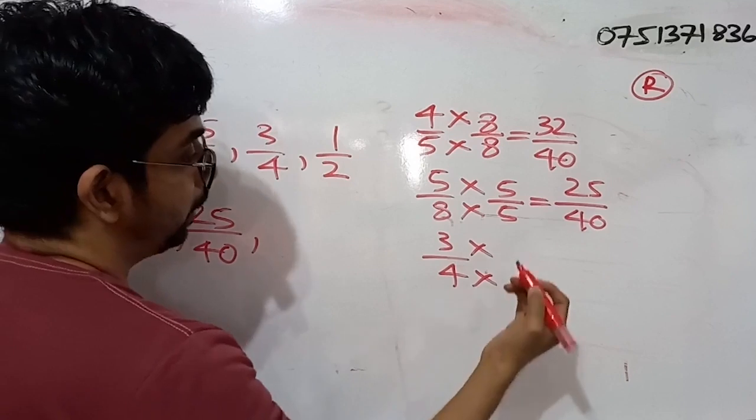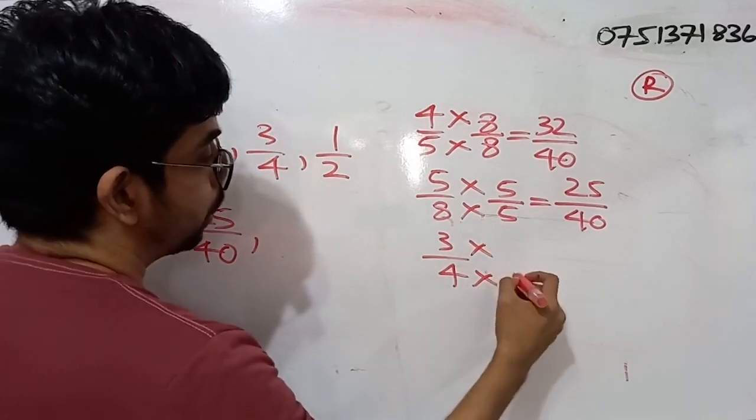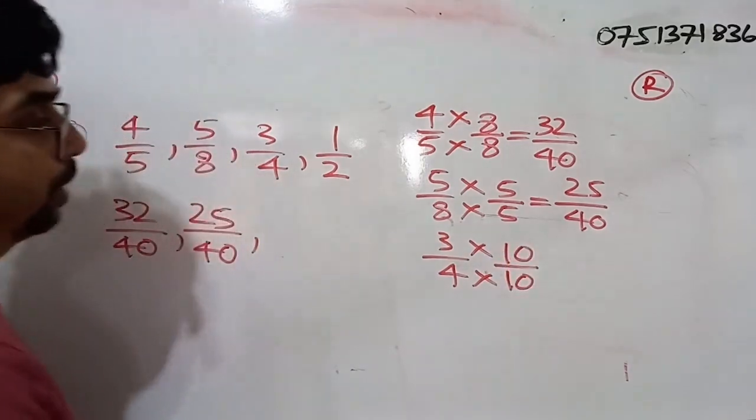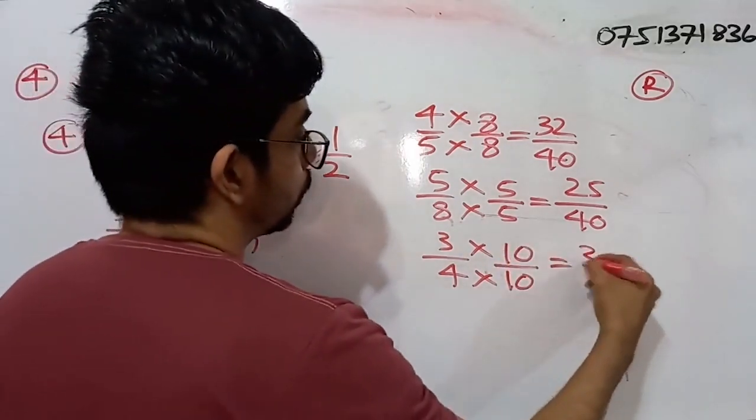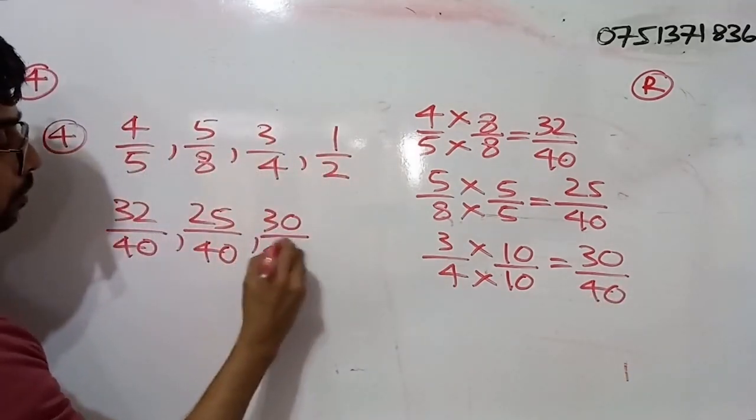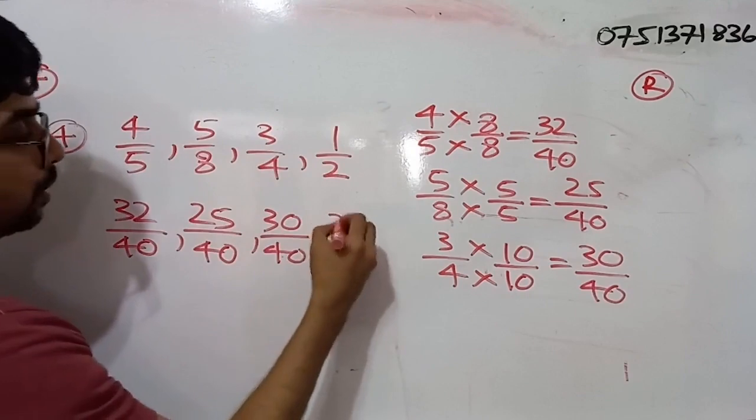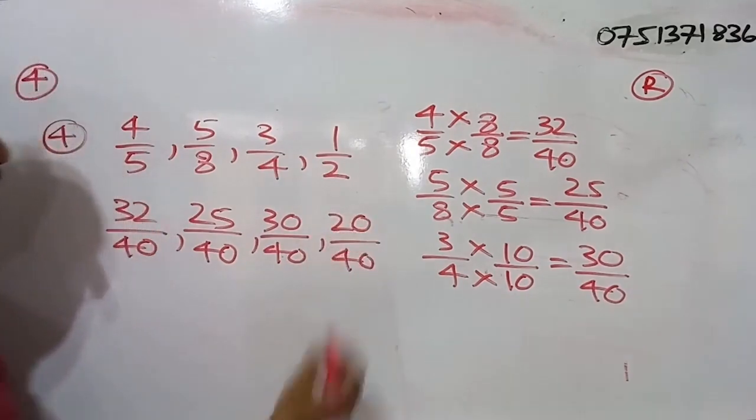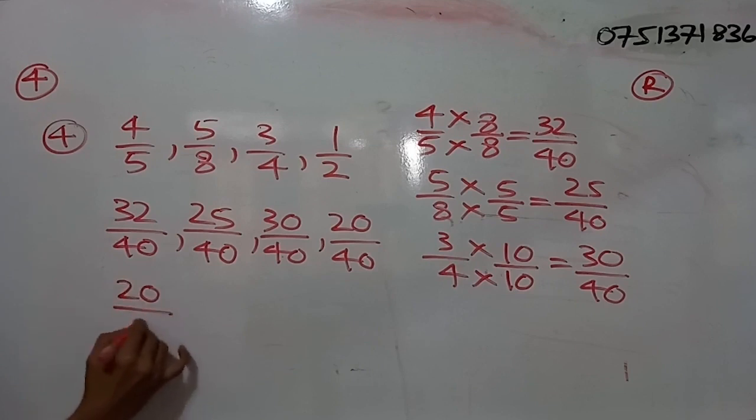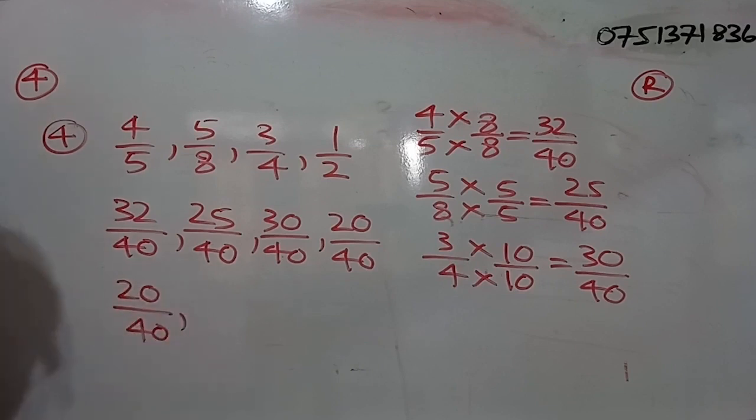Right. Then 3 by 4. I will be multiplying the denominator by 10 and the numerator by 10 also. So 30 by 40. 30 by 40. Then half means what? 20 by 40. Right, now it is easier for us to do the comparison. So by observing the numerators, right? 20 by 40, that is the smallest fraction here.